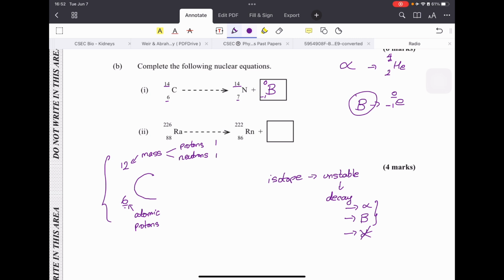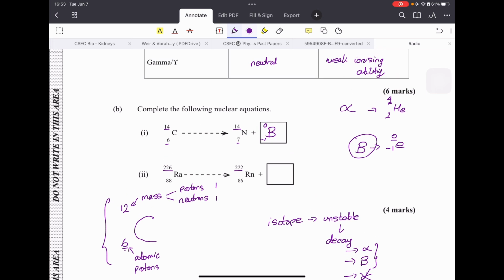So let's take a look at it again. The mass number, we have 226, and then we have 222. So therefore, to get back to 226, we need to add 4 to the 222. And which one has 4? The alpha. So 4 here, and let's see if the 2 makes sense. We have 88 here and 86. So 86 plus 2 will give us back the 88. And there we have it. Very simple.